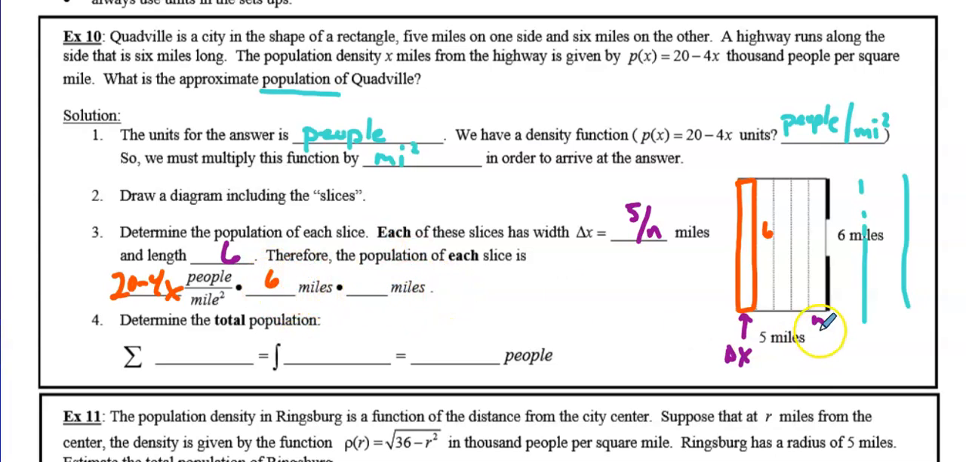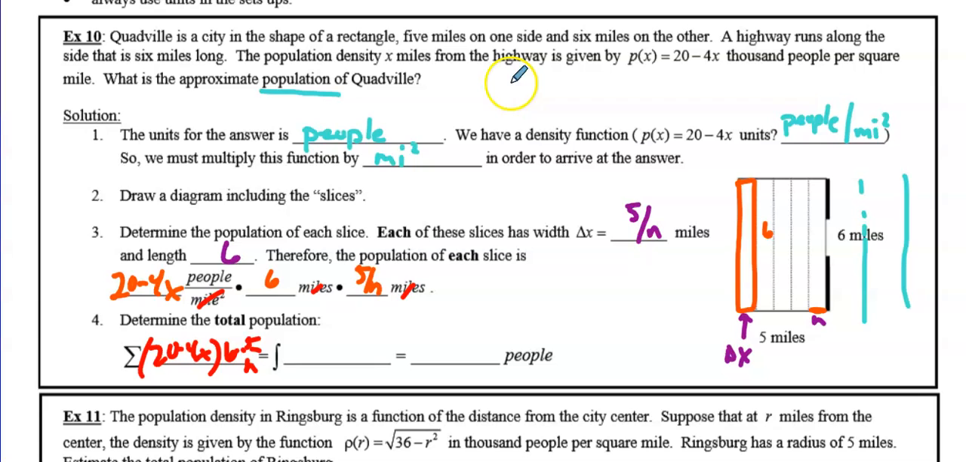And then our miles is going to be 5 divided by n, whatever the number of rectangles that we have. If I want to find the total population of this particular problem, I'm going to multiply all these things together, because then I get people per square mile times square miles. The miles cancel out, and I'm left with people. So it's going to be 6 times 5 over n. Now, this is the summation of all of these rectangles, where n, again, is the number of rectangles.